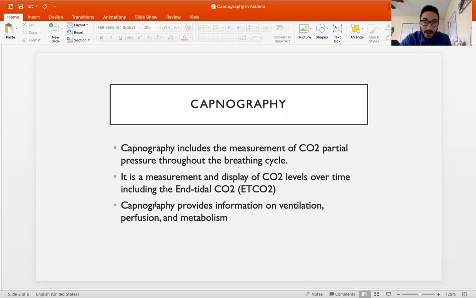Today, capnography is used largely in anesthesia as end-tidal CO2, but it's also used, for example, in the emergency department during intubations. We could use it to determine whether intubation has been done properly and it's in the trachea and the lungs. And we could use it to rule out the fact that we may have intubated the esophagus. You could determine whether you've done an esophageal intubation via capnography as well.